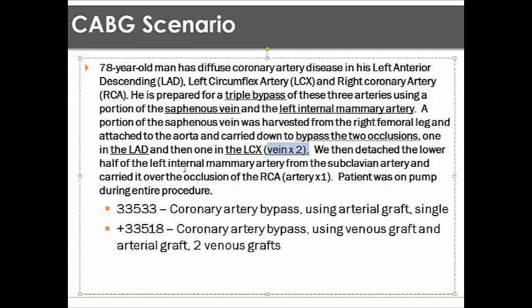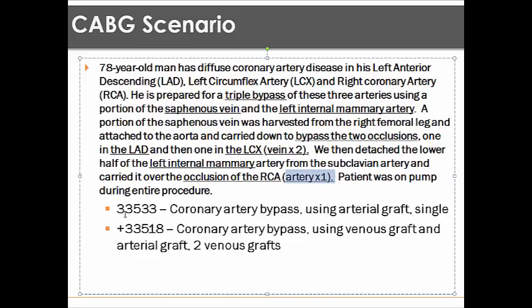We then detach the lower half of the left internal mammary artery from the subclavian artery and carried it over to the occlusion of the RCA. So there I have 1 artery. So here's my triple bypass, 2 veins and 1 artery. And the pump was on during the entire procedure, so that's the pump oxygenator.